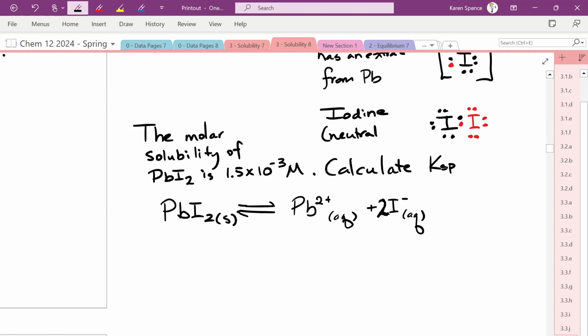If this were an acid question, what would you do? Race table. Excellent. Now, this is a molarity. What does molarity measure? Molarity measures concentration. Yes? So what do we know the concentration of?